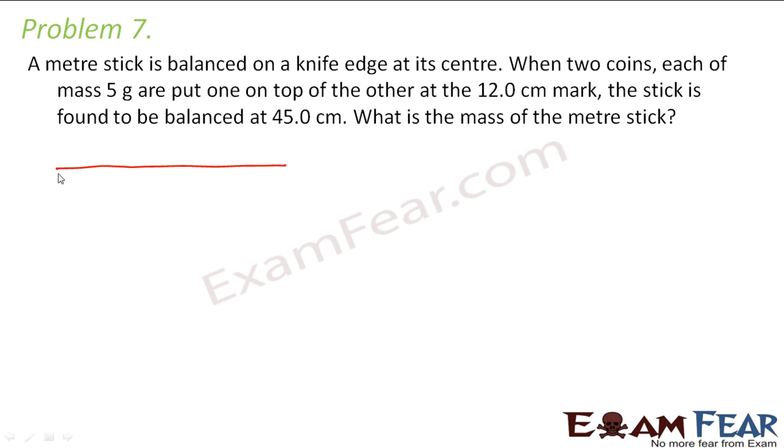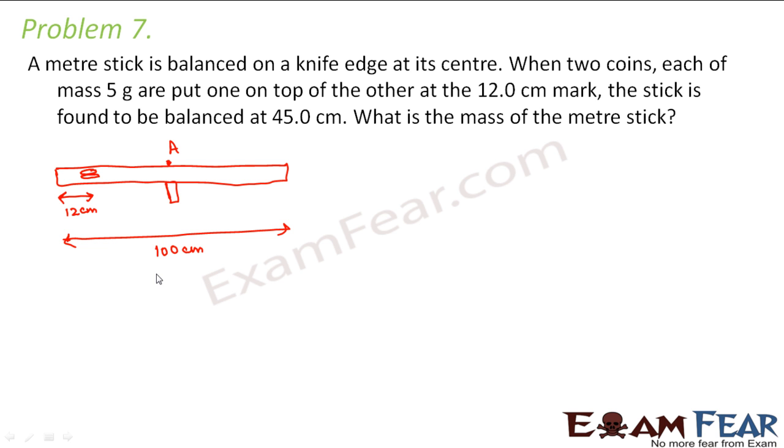So let us suppose this is my meter stick, and it is balanced on a knife edge. Let us assume that this is my knife edge. It has been balanced on this knife edge, so let me call this point A. When two coins, each of mass 5 grams, are put one on top of the other at the 12 centimeter mark, this distance is 12 centimeters, and this is a meter rod, so this whole distance is 1 meter, that is 100 centimeters.